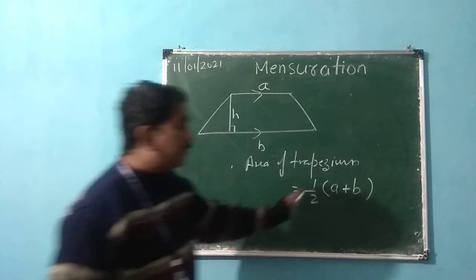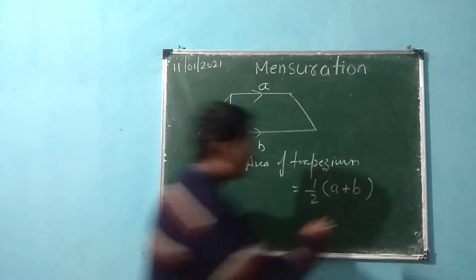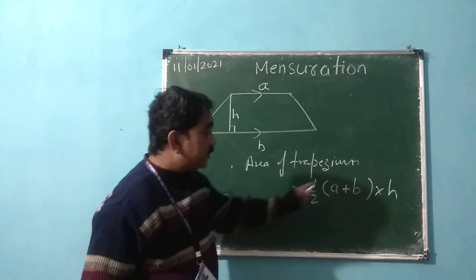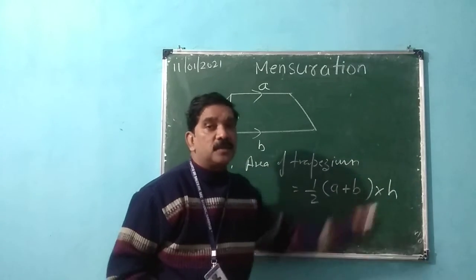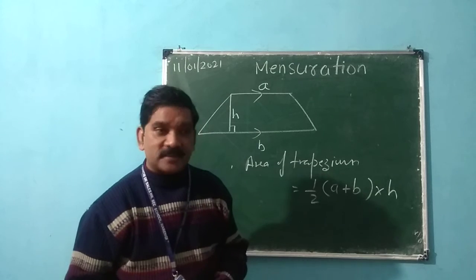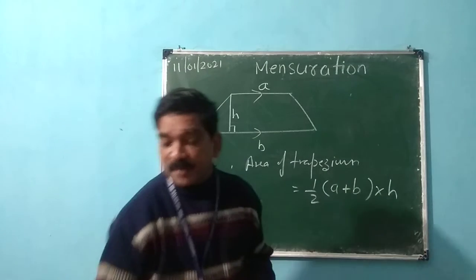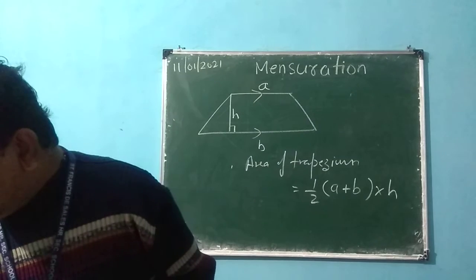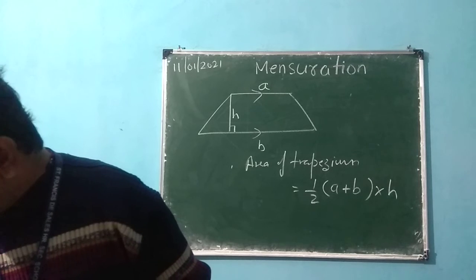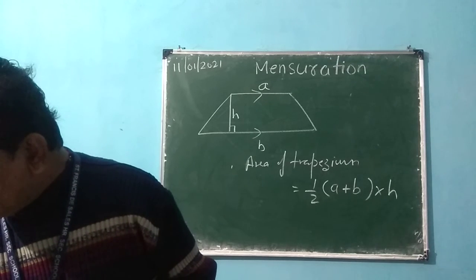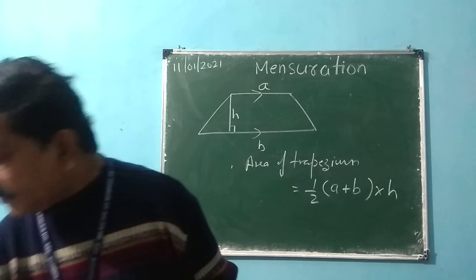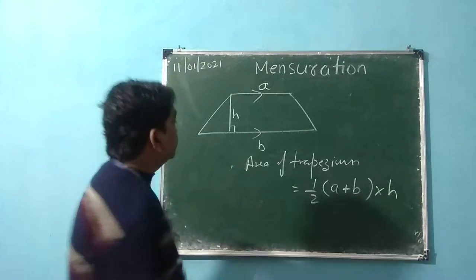Area of trapezium is equal to half in the bracket A plus B into height. Here the height is the perpendicular distance between the two parallel lines. This is area of trapezium. This is what we did in our last class. Okay. Let me take a simple example on this.